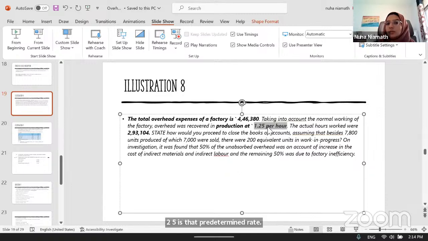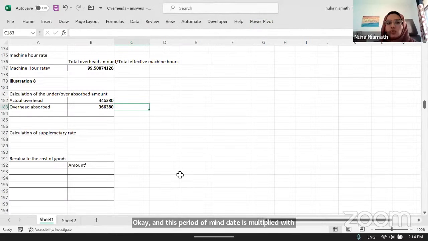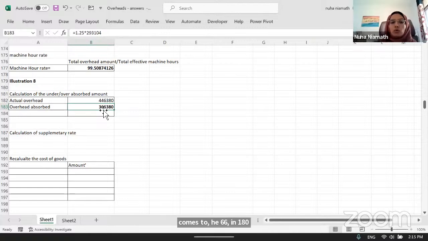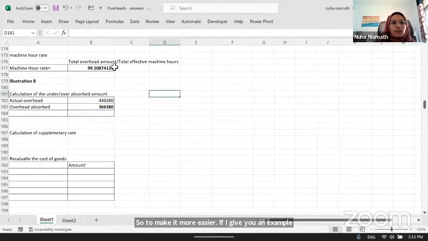Okay. And this predetermined rate is multiplied with the actual hours worked, which is 2,93,104, which comes to 366,380 rupees. So to make it easier, let me give you an example.